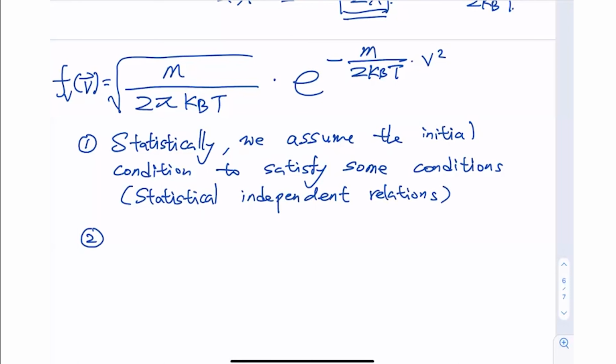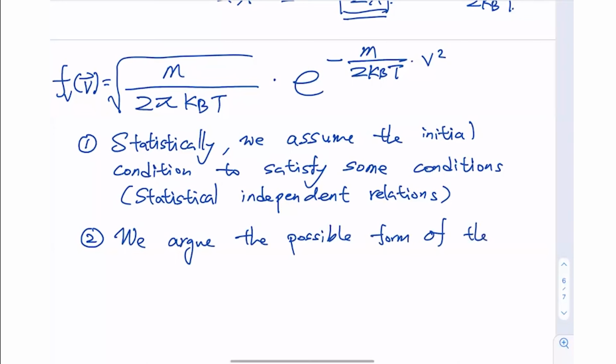And then we argue the possible form of the distribution function according to 1. Okay, that's what we did, and we got this exponential minus lambda v squared form.